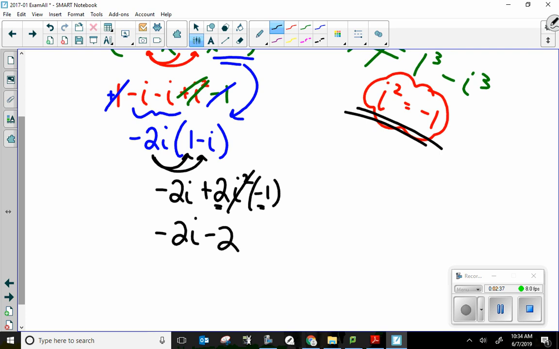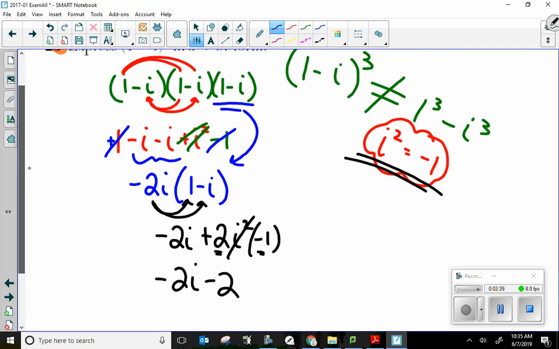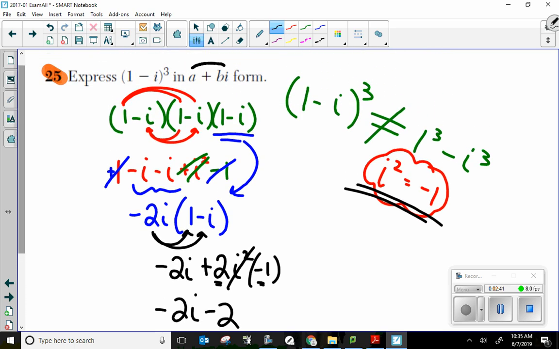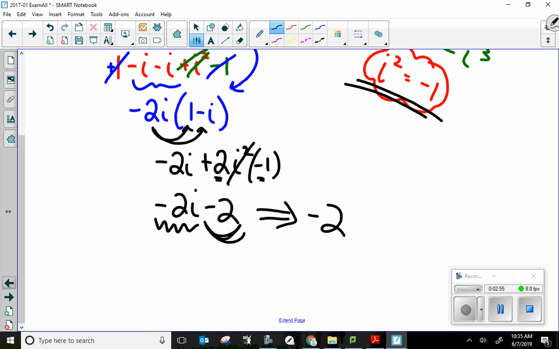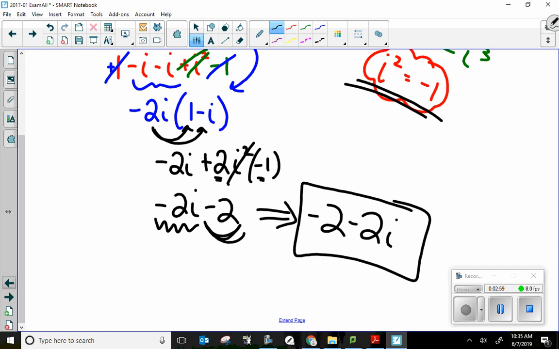Now, you would lose a point if you left it like that. They want a plus bi form. The number without the i must come first. The number with the i comes second. So all you've got to do is write your number without the i first, negative 2, then write your number with the i. And that's your final answer, and that is 100% correct.